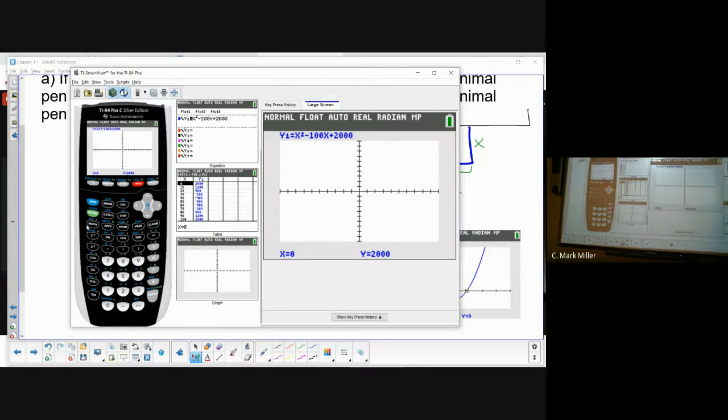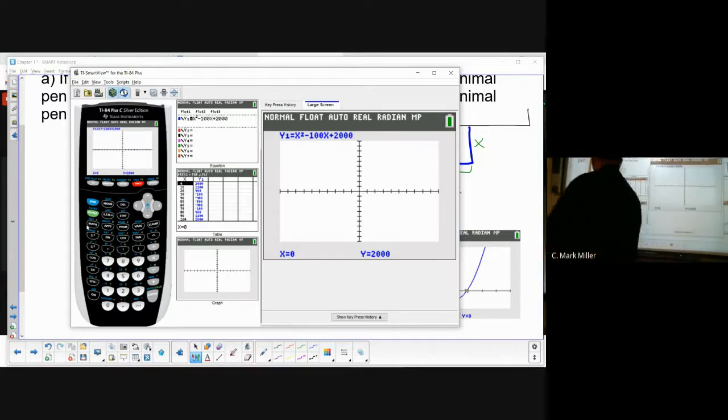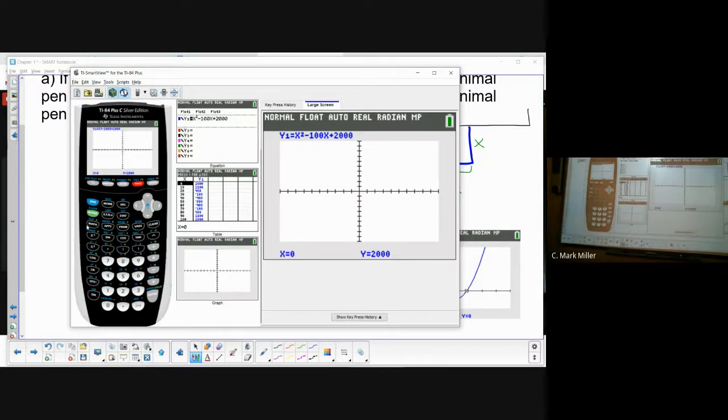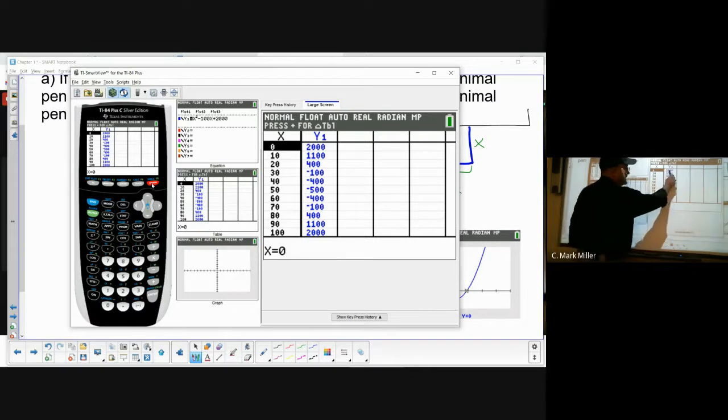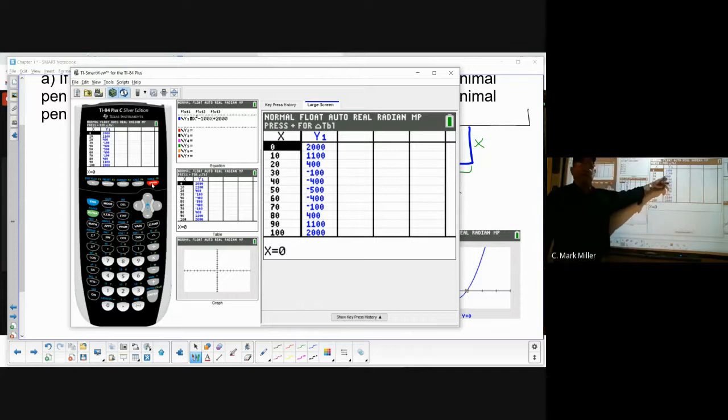Okay. Now another thing I can do is I can go look at a table. Right? The table function is right here. Table. The blue function above that last key. Second table. Oh, look at that. Here 0, 2,000, 10, 1,100, 20. So you see about how far I need to go out in my x direction. So I need to go out to at least 100 in the x direction. Because look here, I have positive values, then they turn negative. Well, that means I have a solution in there between those two.